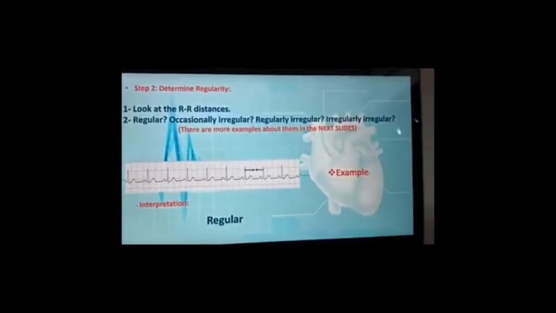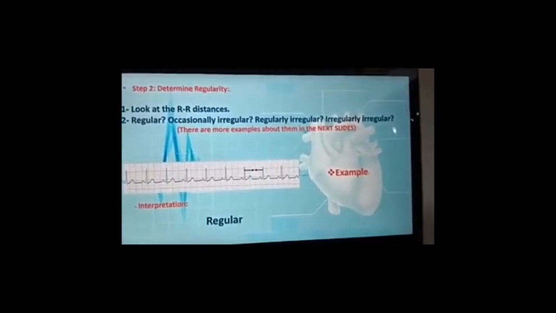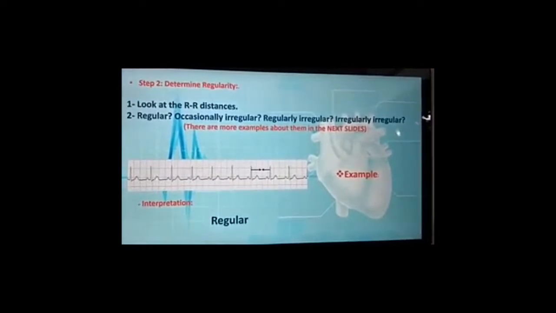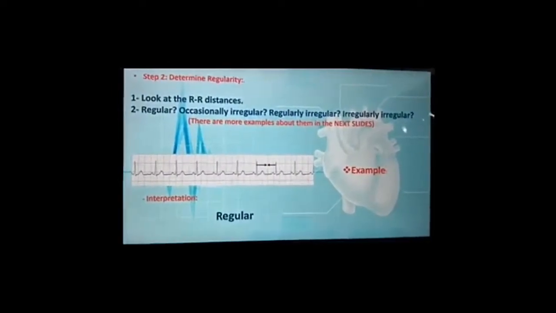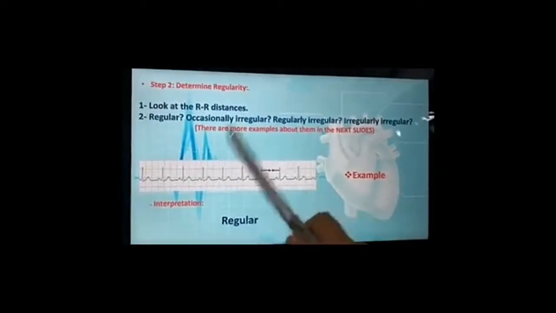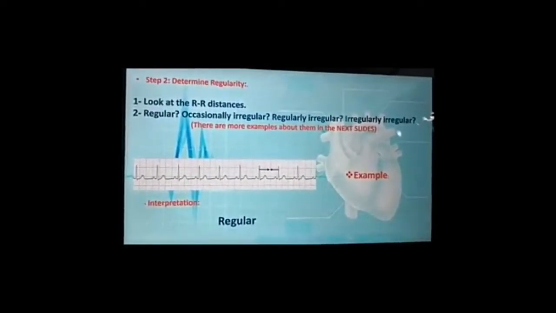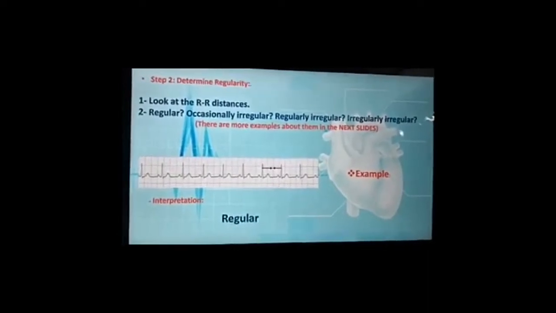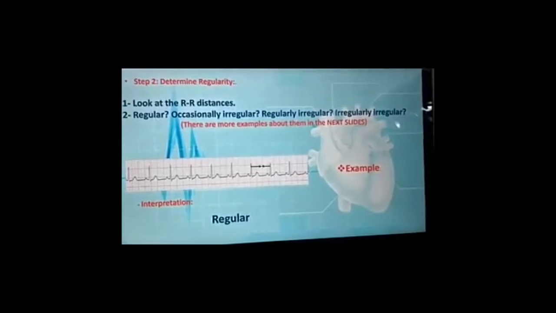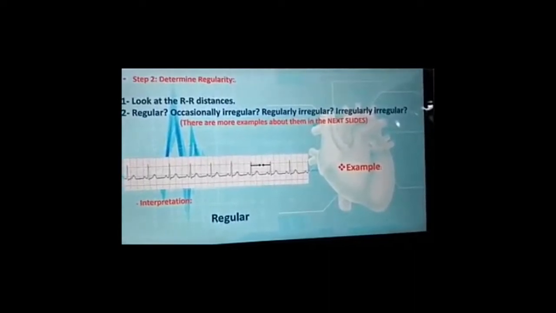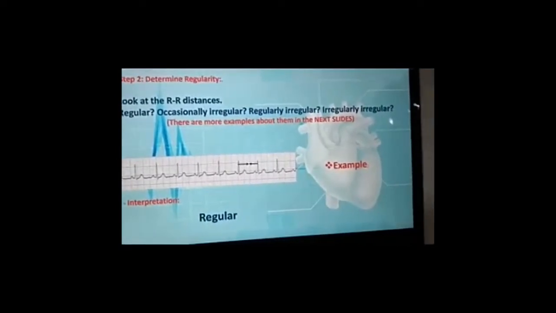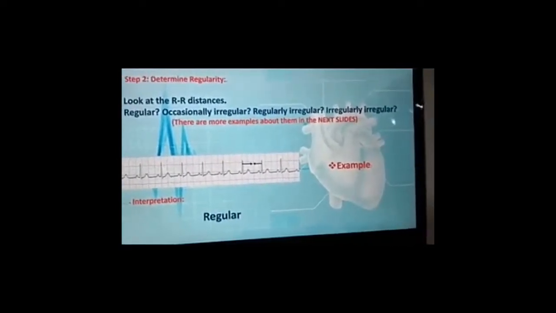Okay, step number two is determine regularity. If we want to determine regularity, we should look at the RR distances between the pulses. So look at the example here. The distances between the RR waves are the same, so the interpretation is regular. The interpretation may also be occasionally irregular, regularly irregular, or irregularly irregular. We'll talk more about them in the next slides.